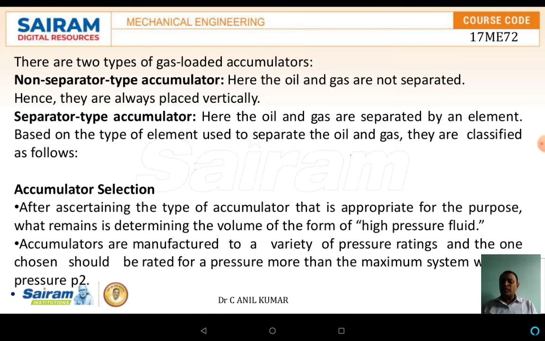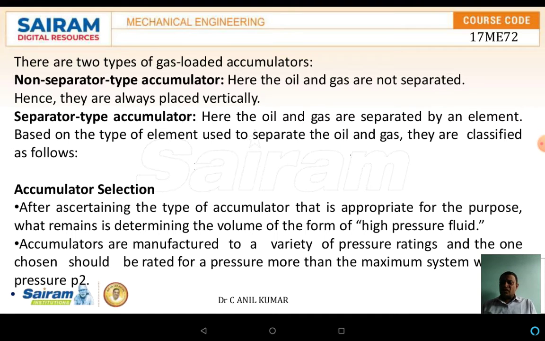There are two different types of gas accumulators: the non-separator type accumulator and the separator type accumulator. In the non-separator type accumulator, the oil and the gases are not separated by any membrane or any media. Hence they are placed vertically. In the separator type accumulator, the oil and the gas are separated by means of an element. Based on the type of element used to separate the oil and the gas, it has been classified as follows.